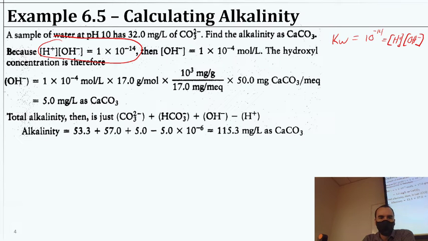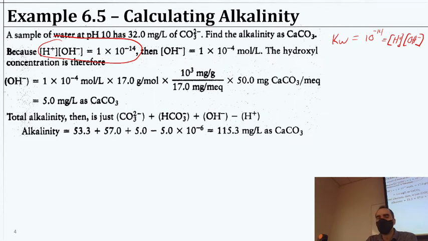The hydroxyl concentration is therefore, again, the same process. We're going to express it as CaCO3. So that's that moles per liter times that molecular weight. If you take oxygen, which is 16, add 1 for the hydrogen, that's 17 grams per mole. Multiply that by 1,000 milligrams per gram, divide that by the 17 milligrams per milliequivalent, and multiply that by 50 milligrams CaCO3 per milliequivalent. That gives us 5 milligrams per liter as CaCO3.